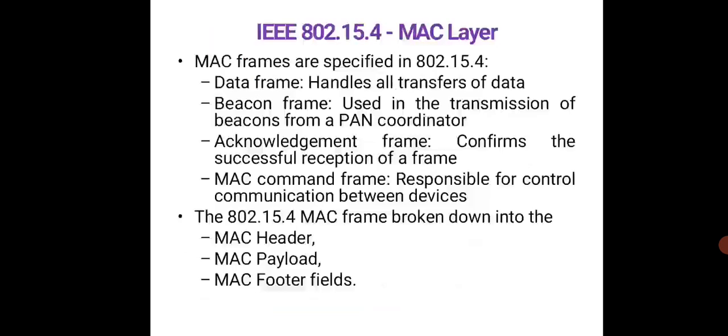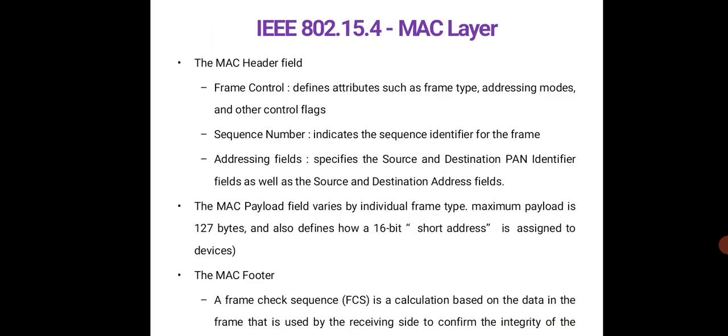So the entire MAC frame is broken down into MAC header, payload, and footer fields. The MAC header field will have the frame control, the sequence number, and the addressing field. The addressing field will specify the source and destination identifier as well as the source and destination address itself. Similarly, the sequence number will tell you the sequence identifier for the particular frame. And frame control will tell you the frame type, the addressing mode, and other control flags.